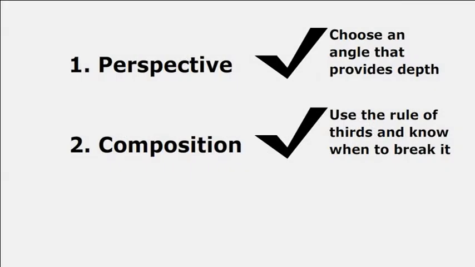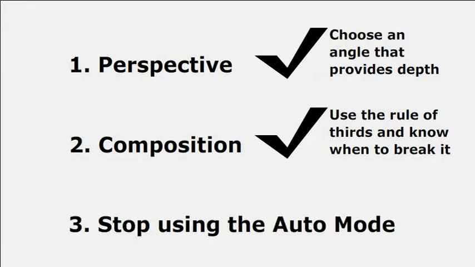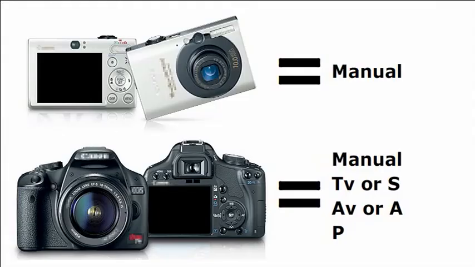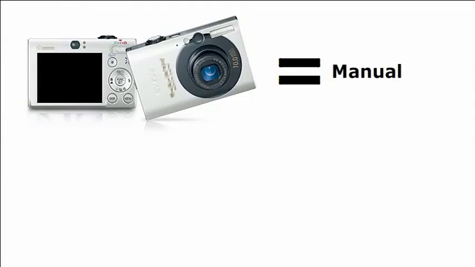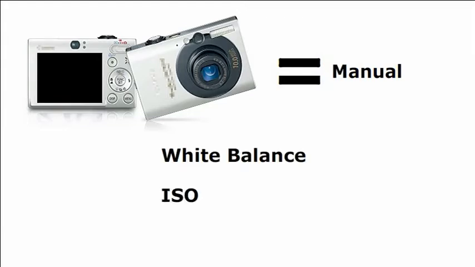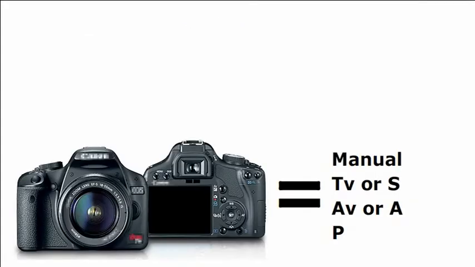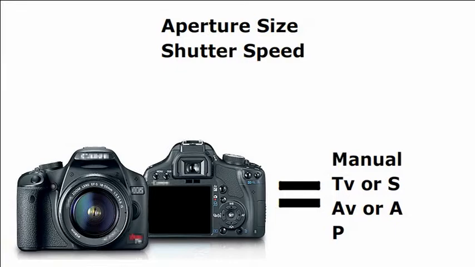Once you're comfortable with the first two steps in taking better pictures, perspective and composition, it's time to stop using the auto mode. Every camera has a manual mode. With pocket point-and-shoot cameras, this mode allows you to set the white balance and ISO, but everything else is still automated. With more advanced point-and-shoot cameras and DSLR cameras, you can control the camera's aperture size and shutter speed, as well as white balance and ISO.